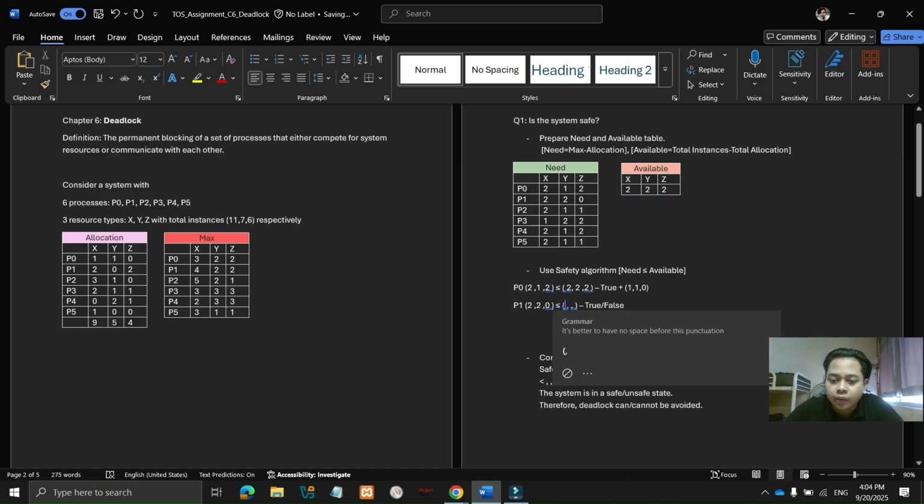Update the available, which becomes 3: 2 plus 1 is 3, 2 plus 1 is also 3, 2 plus 0 is 2. Now it is still true, so we add again the allocation of P1, which is 2 0 2.